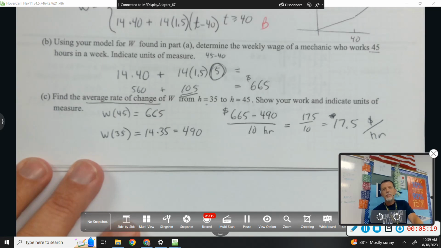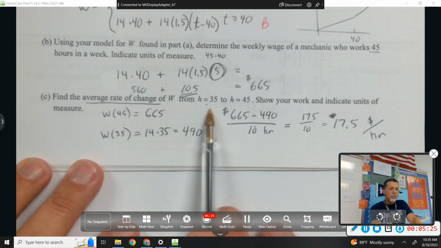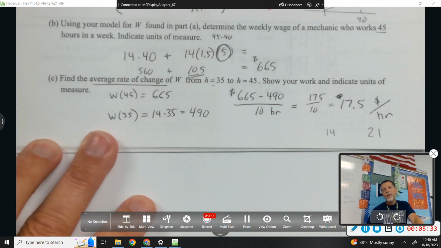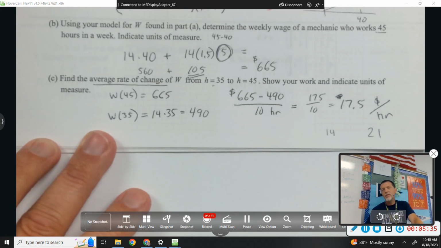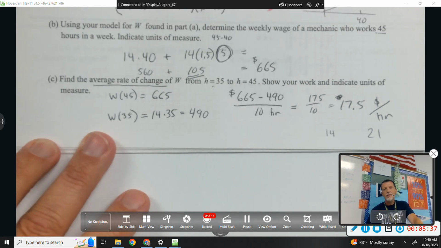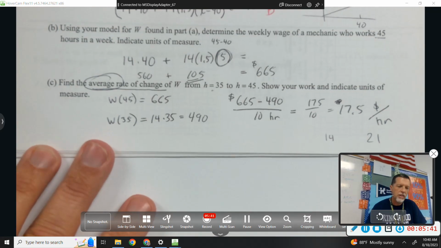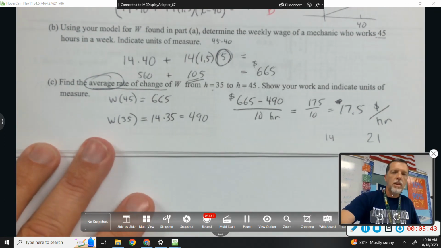I don't like that because he was never making $17.5 per hour. But between 35 and 45, from 35 to 40 he was making 14, and from 40 to 45 he was making 21, and so in the middle is 17.5. But that's why it's the average rate of change. It was never actually that rate of change.